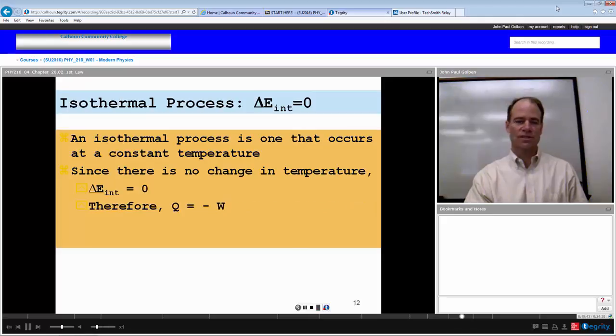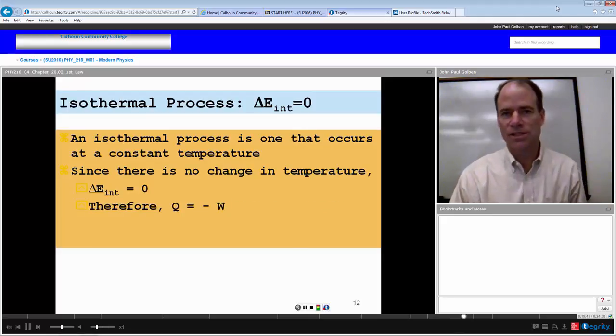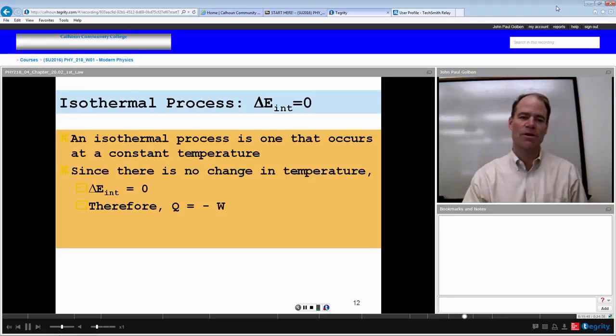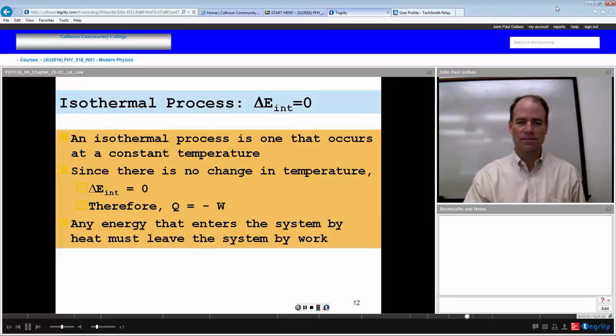Our change in internal energy will be 0, and hence by the first law, 0 will equal Q plus W, or our Q, heat added to the system, will be equal to the negative of the work done on the system. Any energy that enters the system by heat must leave the system by work in order to maintain a constant temperature and a change of internal energy of 0.